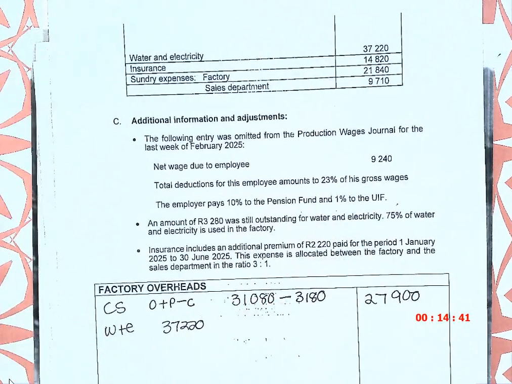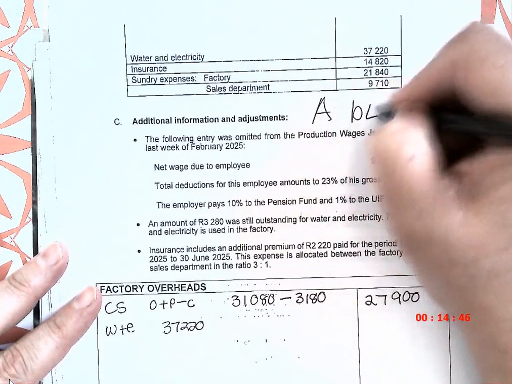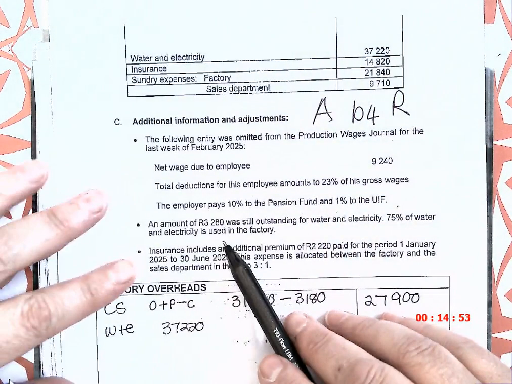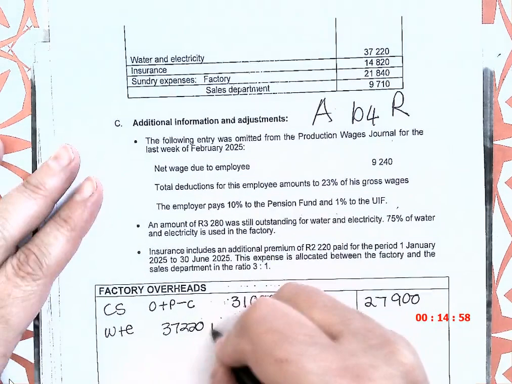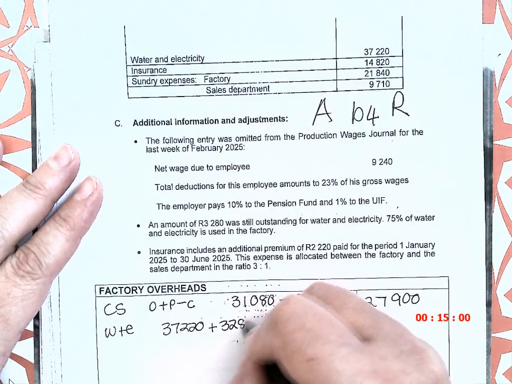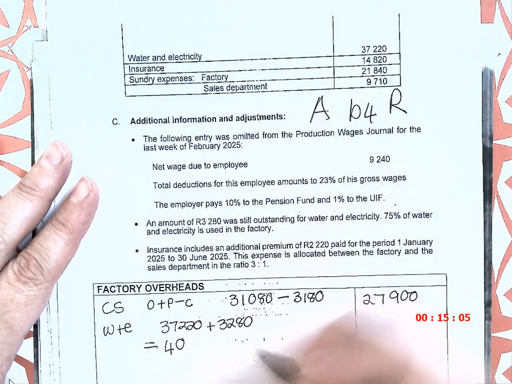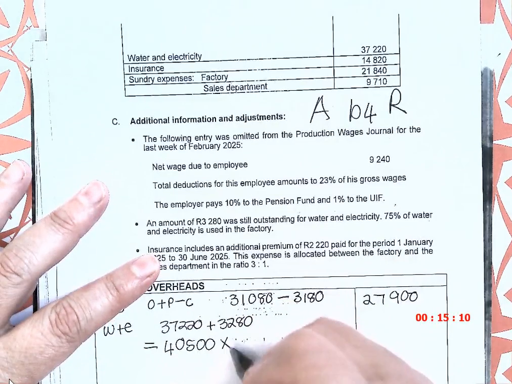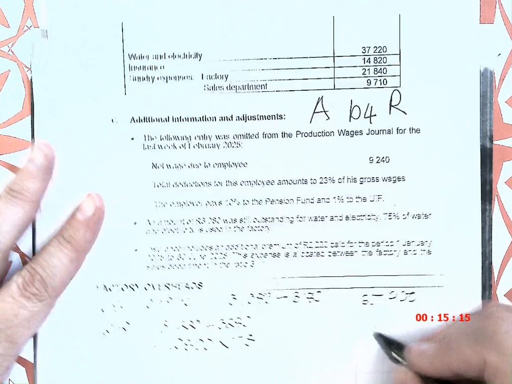Now, before I start, remember, adjustment before ratio. So let's see. The amount of 3280 is still outstanding. That's the accrued expense, so I need to add it. So what is my real expense? 40,500. And now they say 75% is for the factory. So what is my water and electricity? Say again.